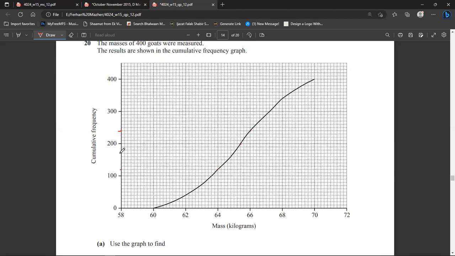So I'm looking for the goats whose mass is more than 66 kg. Because this graph is of the less than type, whatever is the number here, this is 1, 2, 3, 4. This is 240, and I will check how much is above this. So 400 minus 240.